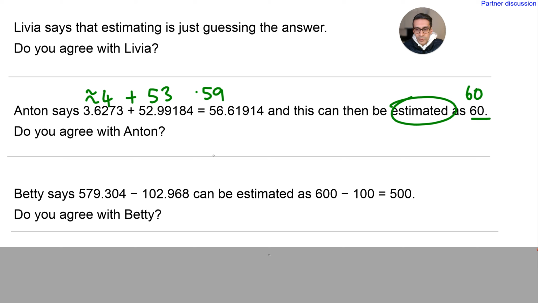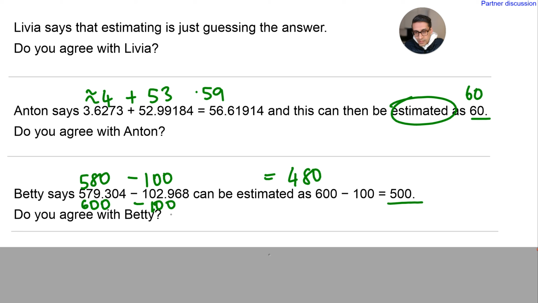Okay, have a read of the last one. Betty says 579 take away 102 can be estimated as 600 take away 100 equals 500. Do you agree? So let's have a look. 580 take away about 100 is going to give you 480. Now you might actually also do 600 take away 100, which would give you 500.